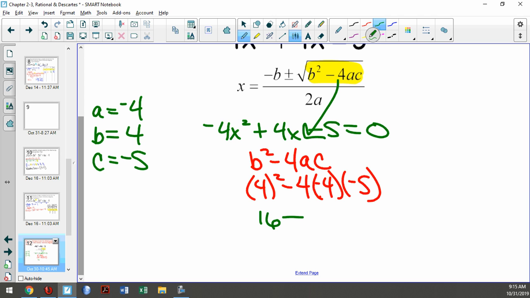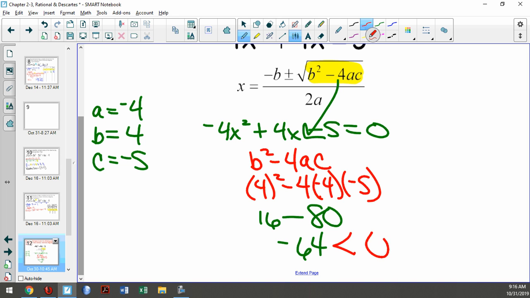3 negatives, which means the outcome will be negative. 5 times 4 is 20, times 4 is 80. 16 minus 80 is going to be a negative 64. Now here's my question for you. What is negative 64 compared to 0? Less than, greater than, or equal to it?